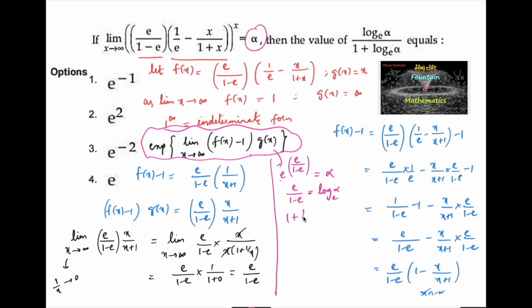So 1 plus log alpha is equal to 1 plus e upon 1 minus e, which is equal to 1 upon 1 minus e. Therefore, log alpha upon 1 plus log alpha is equal to e upon 1 minus e divided by 1 upon 1 minus e. So we can write answer is e. So we can go with option D, option 4. E is the answer.